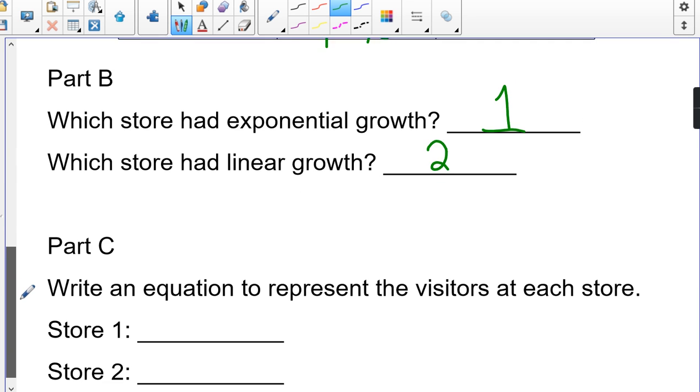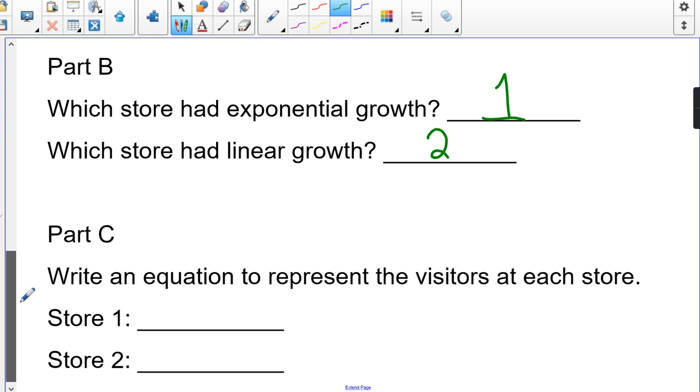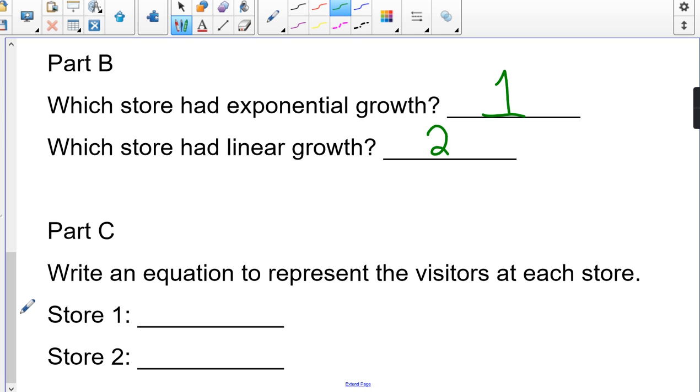Part C, write an equation to represent the visitors at each store. So for store 1, okay, we said it was exponential. We're going to have an exponential equation. If y is the total number of visitors, y equals 35 that we started with, and then multiply by 4 every week. And raise that to the x power, being the number of weeks. That's how many times we multiply by 4.